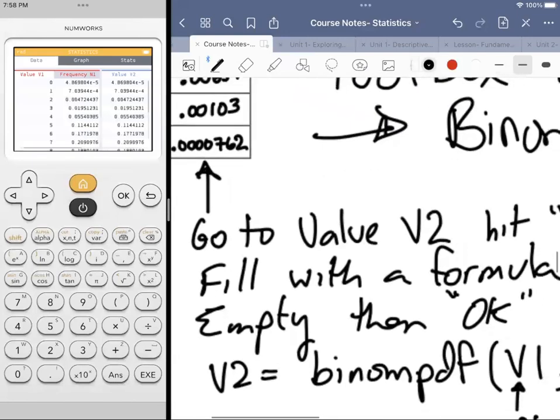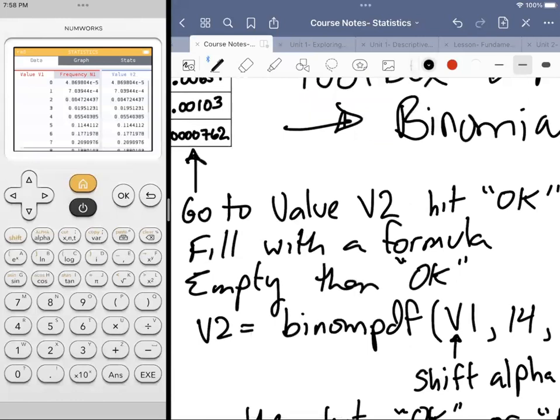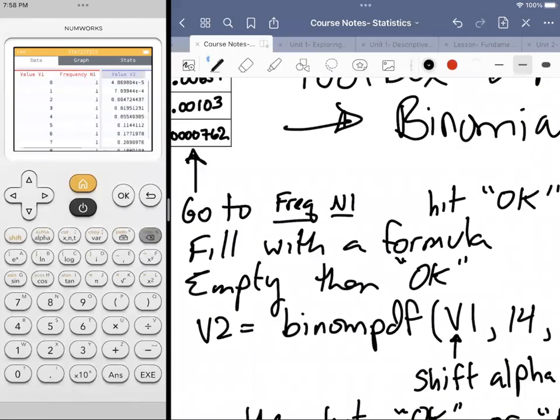All right, so well, I learned one thing just now, and it'll be to our benefit. We're going to do this computation one more time. So instead of value V1, we're just going to do the same thing that we did before, just in the frequency N1. All right, so I'm going to take it from scratch, do it one more time. My loss is your gain in some cases.